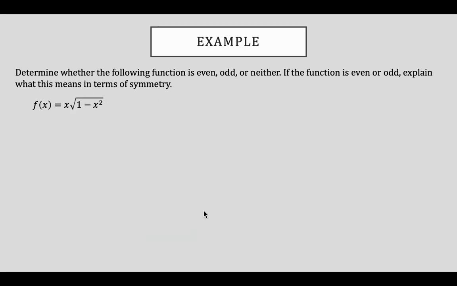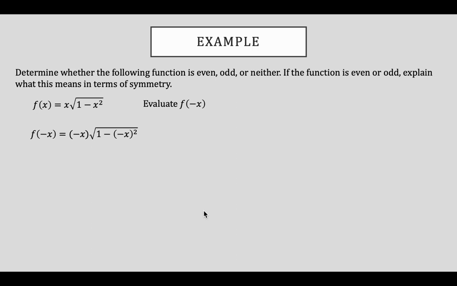Determine whether the following function is even, odd, or neither. If the function is even or odd, explain what this means in terms of symmetry. How do we do our test? Evaluate f of negative x. Substitute a negative x in for every single one of our x's. f of negative x is equal to negative x times the square root of 1 minus a negative x squared.